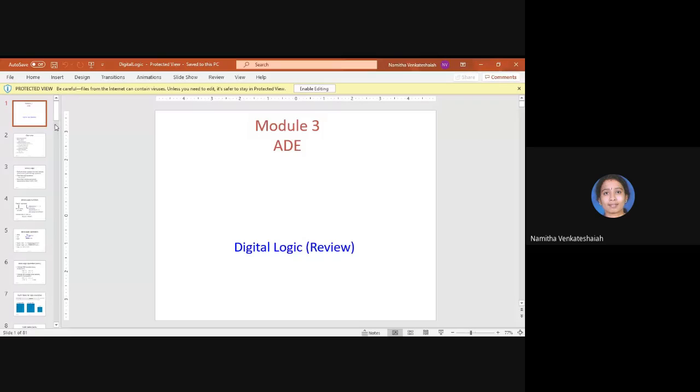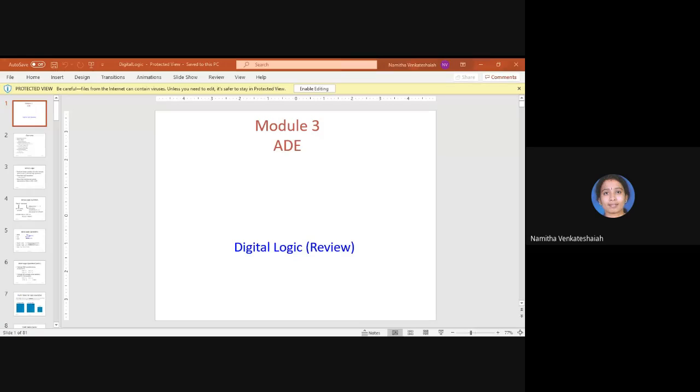Whatever I explain today will be very helpful for your basic understanding of digital circuits. As you know, the subject is ADE, analog and digital electronics. Previously, in the introduction class, I told you about analog clock time and digital clock time. Analog clock time is not always very accurate; you cannot pick the time accurately, whereas digital clock time is accurate, because it is shown using numbers.